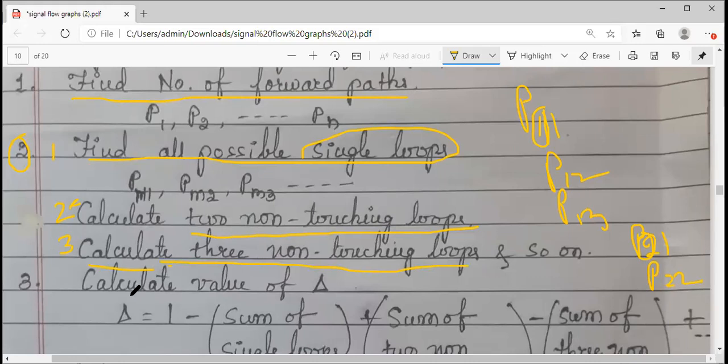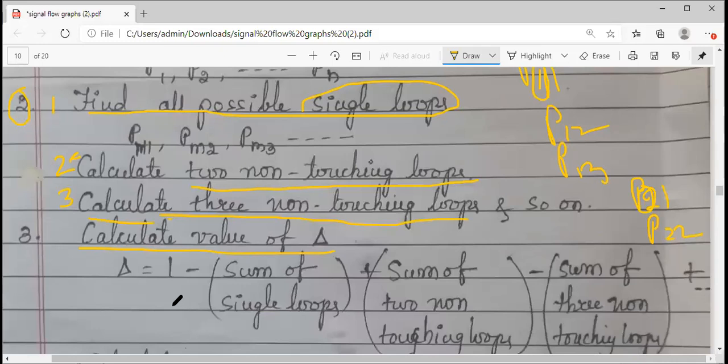Then the third step is to calculate the value of delta. Delta is equal to 1 minus, with alternating plus and minus signs, the sum of the gain values of the single loops, which you have calculated here. In the second step, the first sub-step is single loops, then the sum of two non-touching loops, the second sub-step, then the sum of three non-touching loops. Like that, it will continue.